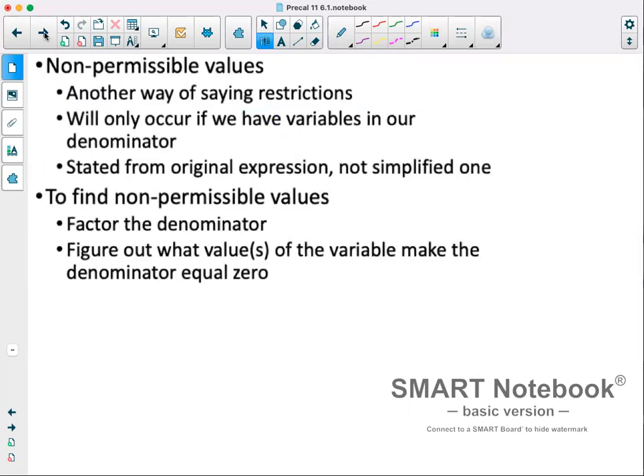Non-permissible values is another way of saying restrictions. Now, these will only occur if we have variables in our denominator, and they're stated from our original expression, not our simplified one. To find our non-permissible values, what we want to do is factor the denominator, and then figure out what values of the variable make the denominator equal to 0.